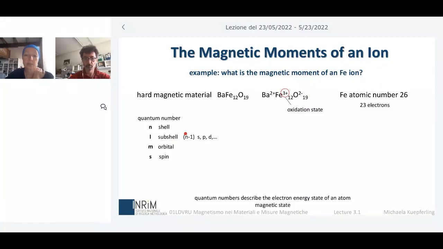Okay, so L, the subshell, can take values up to n-1, and usually we describe them with letters. So S would be 0, P 1, D 2, and so on. Then we have M, the orbitals. And the orbitals can take up to 2l + 1 values. Usually they go from L, L-1, and so on to the negative values. And then we have, of course, the spin quantum number, which can take 2 states, spin up and spin down.